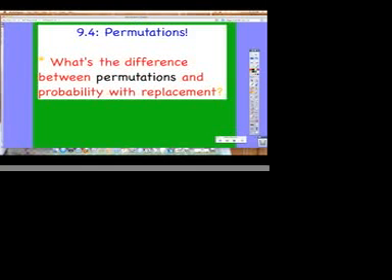We're talking about probability, about stuff to do with probability, theoretical, experimental. Now we're going to talk about permutations. Okay, so permutations are a little bit different.